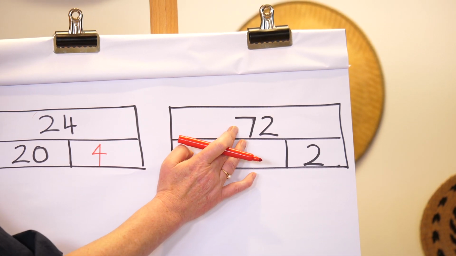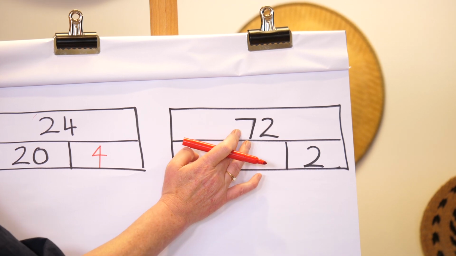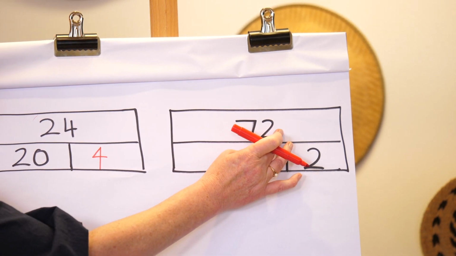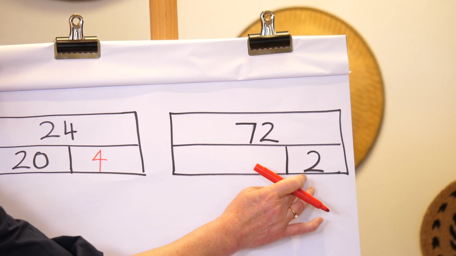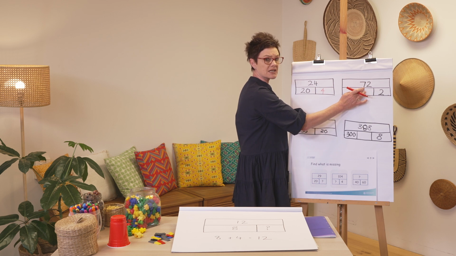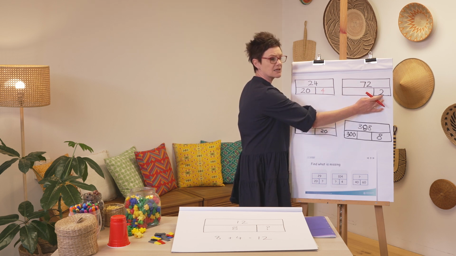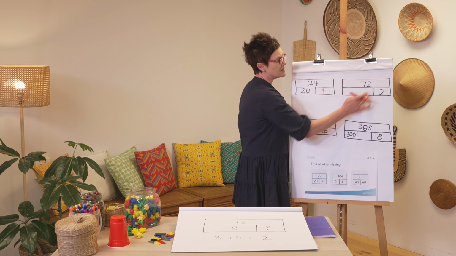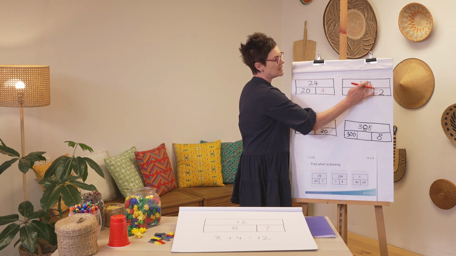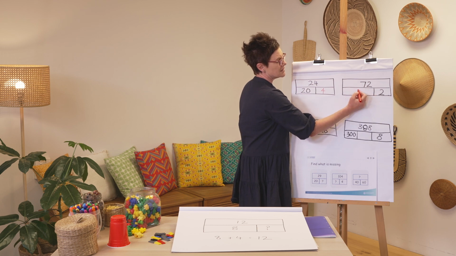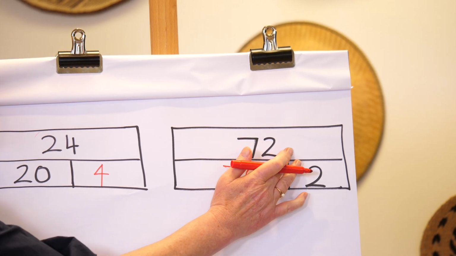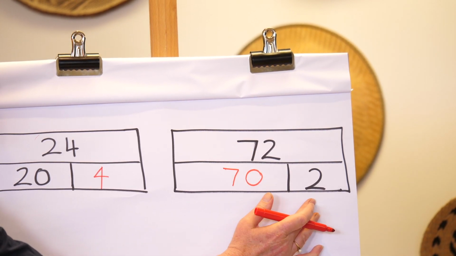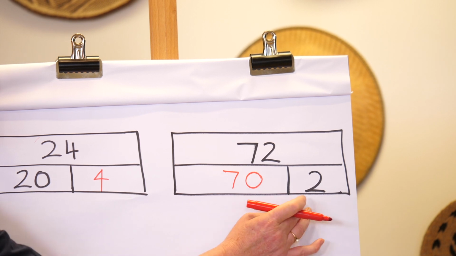Our whole is 72. 7 tens and 2 ones. I can see I've already used my 2 ones here. So 72 is made out of 2 parts, in this example, 2 ones and 7 tens. 7 tens is 70. So 72 is the whole. Here are my 2 parts, 70 plus 2.